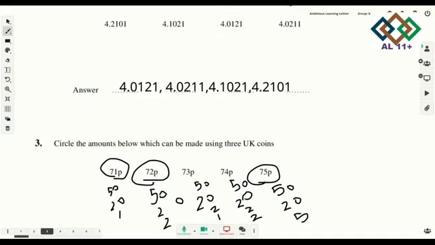So which one do you think is made of 3? I think 71, 72 and 75. So these 3 would be your answers. They're also asking circle amounts which can be made using 3 UK coins. So these are the ones: 71p, 72p and 75p. I hope you got this one. So let's move on to number 4 now. Number 4 is down only. I need to remove this now.